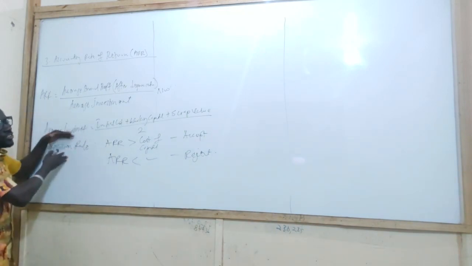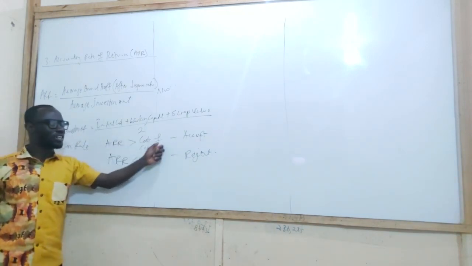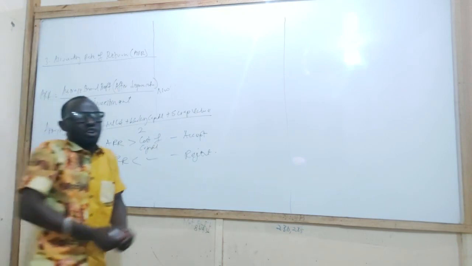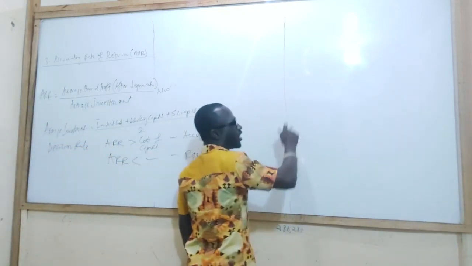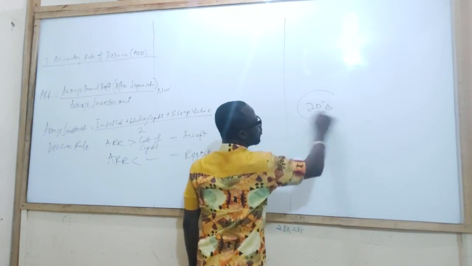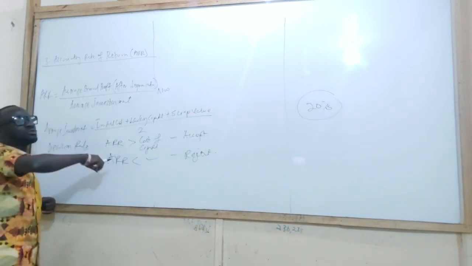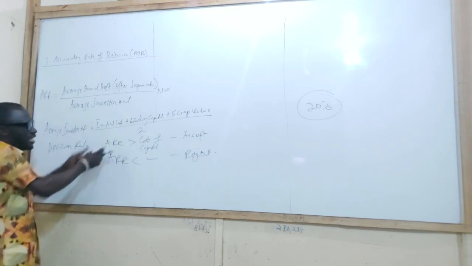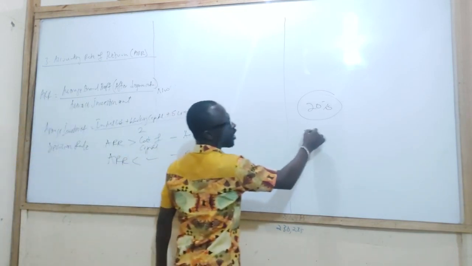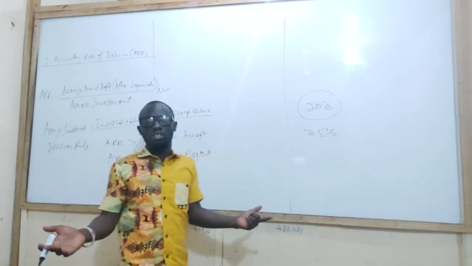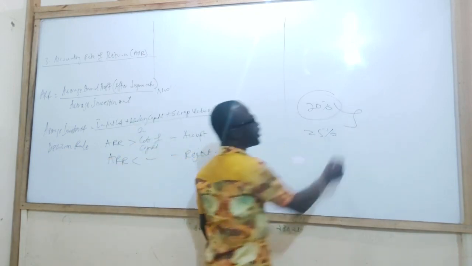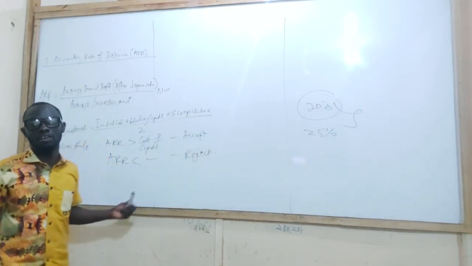So the decision rule is to compare the accounting rate of return against the cost of capital. So if our providers of finance require returns of 20%, and the project we are going to put the money into returns 25%, then it's a good deal, because after making the payments to them, we're going to have some money left.